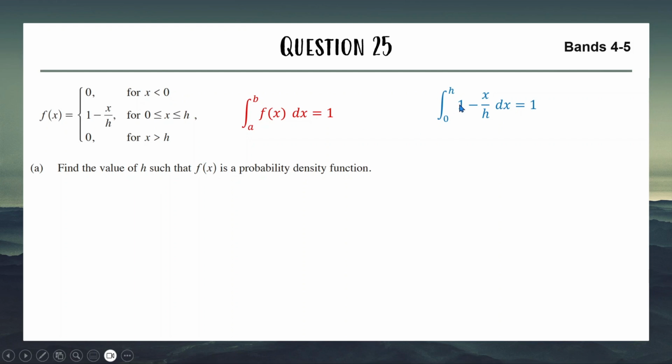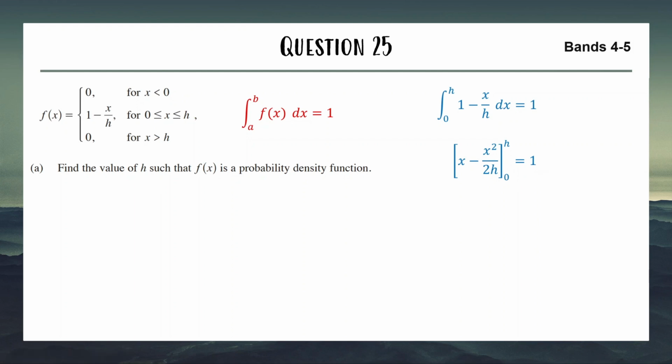1 integrates to x, and then the x integrates to x squared over 2. So that over 2 is going to go down there with the h and make a 2h. So 1 going to x, x squared divided by 2 looks like that. Our limits are h and 0, and the answer is 1, and we are going to solve for h.